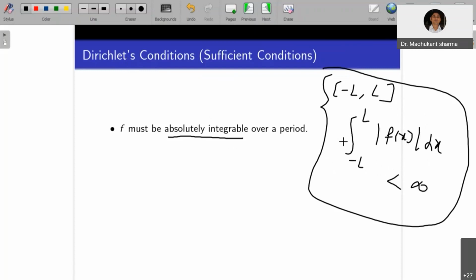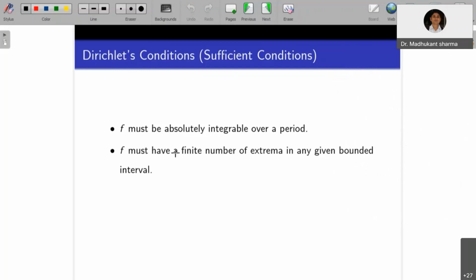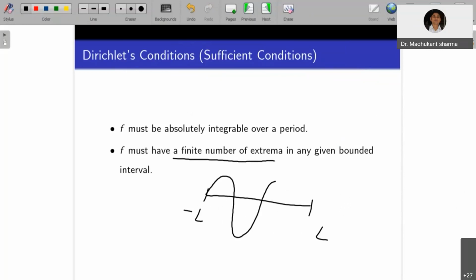Another Dirichlet condition is that f is allowed to have only a finite number of extrema over a period, 0 to 2 pi or minus L to L. So you have a finite number of oscillations, not an infinite number, meaning you don't have something like this.